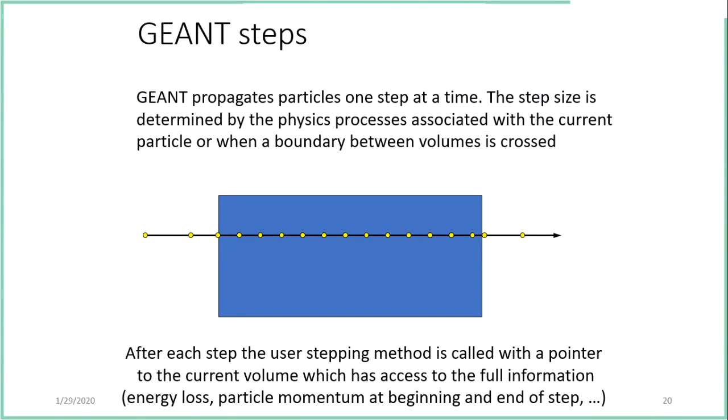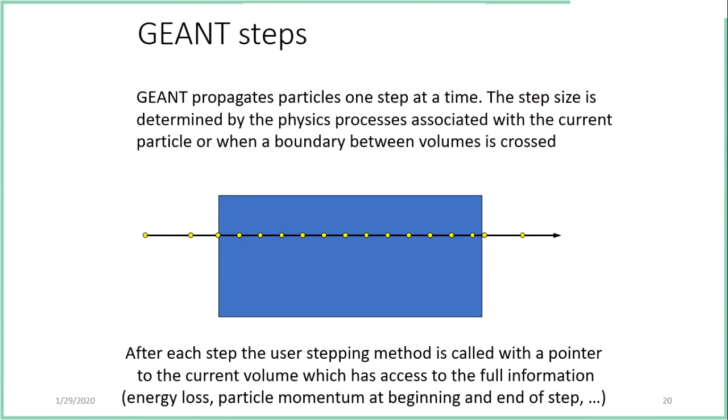Coming back to some internals, you need to know what Geant4 does. It basically propagates particles one step at a time. That's called these Geant4 steps. The step size is determined by physics processes which are associated with the current particle or when a boundary is crossed. And it basically throws the dice and just decides then what will end this step.